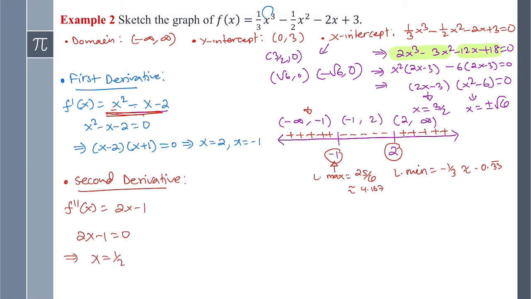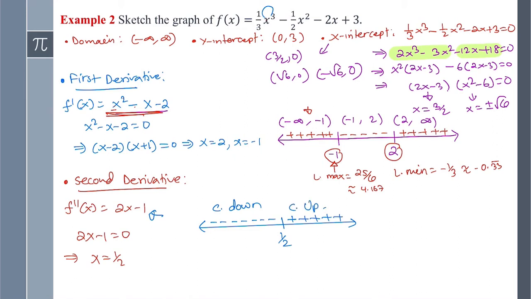Again, we are going to do the sign test for this. So let's draw the number line. So our point is 1/2. Now if I pick a number on the left of 1/2, which is 0, and put it into our second derivative, we'll get negative 1. So this is negative, so the function is concave down in this interval. And here if I take 1 and put it over there, I get 2 times 1, 2 minus 1 is 1, positive 1. So this is positive, which means the function is concave up here.